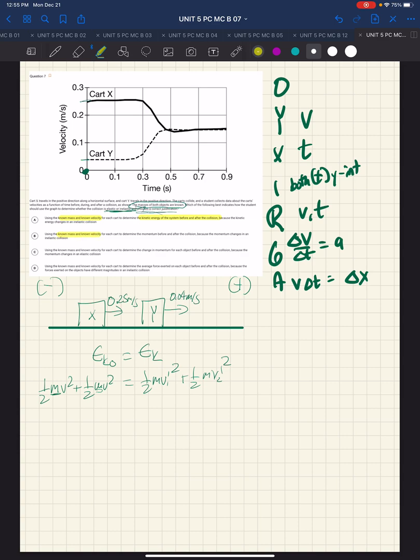Using the known mass and known velocity, determine the momentum. Well, that's going to tell us nothing about whether it's elastic. We know the momentum will be conserved. For the next one, using the known mass and known velocity, determine the change in momentum. Again, for the same reason, the changes in momenta should be equal and opposite to each other. We know that's going to apply. And lastly, known mass and known velocity, the average force. Well, whether something's elastic or inelastic depends only on the kinetic energy, and that's why it's choice A.